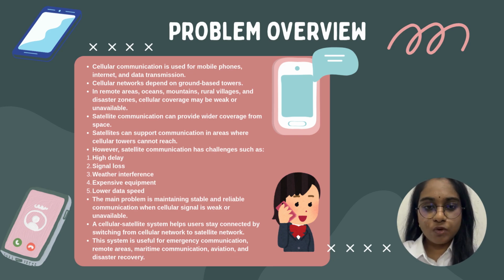A combined cellular satellite communication system can help solve this problem by switching from cellular network to satellite network when needed. This system is important because it can support emergency communication, rural internet access, maritime communication, aviation, remote operation, and disaster recovery. That is the problem overview for this project.